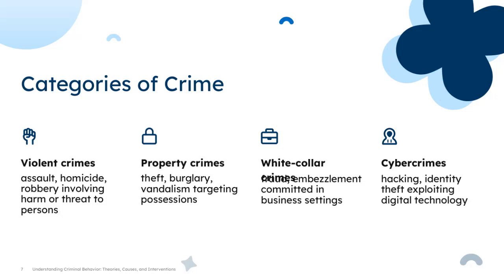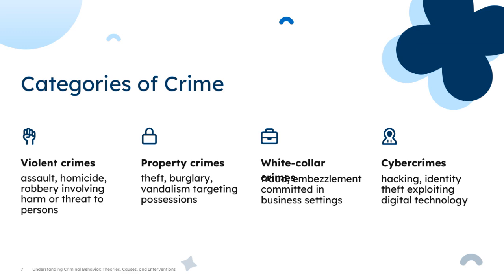Now, let's look at the main categories of crime. First, we have violent crimes. These involve direct harm or the threat of harm to individuals, such as assault, homicide, and robbery. These crimes tend to have a significant impact on victims' physical safety and well-being.